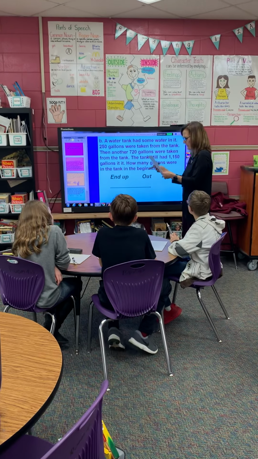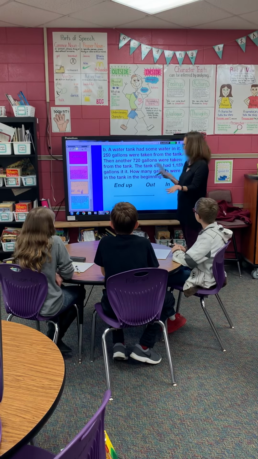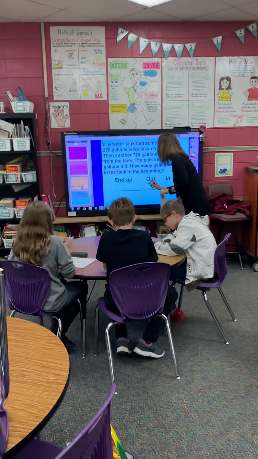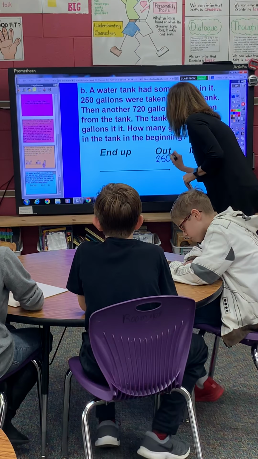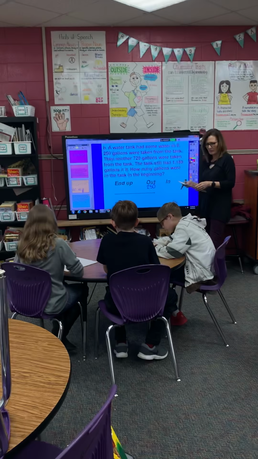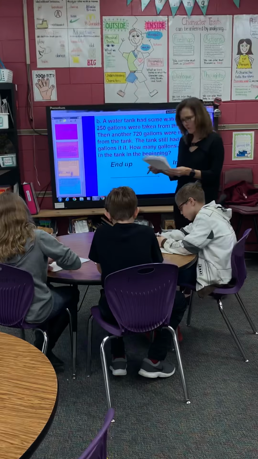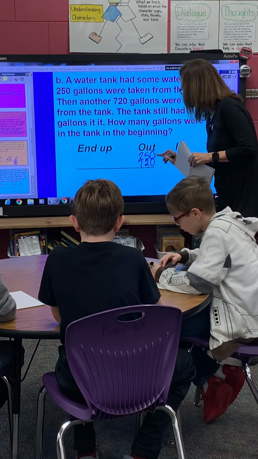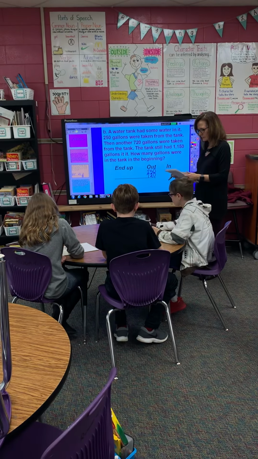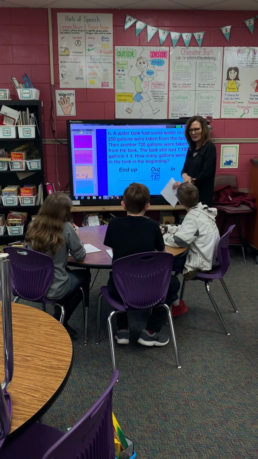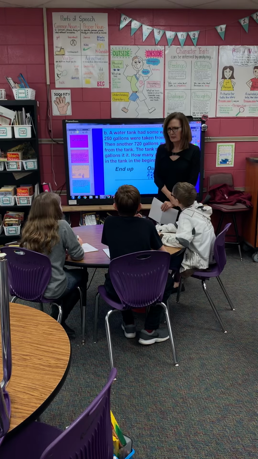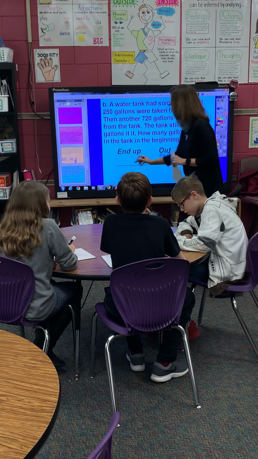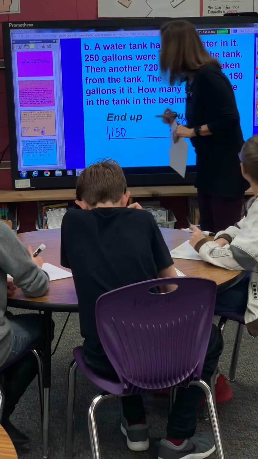What is the first amount taken from the tank? 250 gallons. Thank you. We're going to write that under the out. What is the second amount taken from the tank? 720 gallons. That goes under the out because it's taken out of the tank. Do we know the amount that was still in the tank? Yes. How much was still in the tank? 1,150 gallons. We're going to write that under end up.